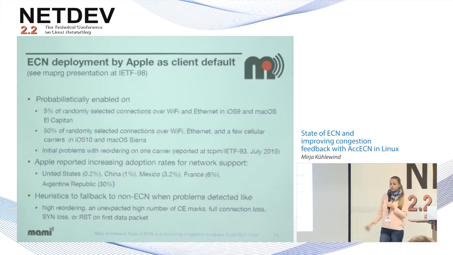They actually had some initial problems. There was one mobile operator where they saw a lot of reordering when trying to use ECN. That was probably, again, one of the TOS problems. But because it was one carrier, they talked to the carrier, they fixed their boxes, and it's working now.